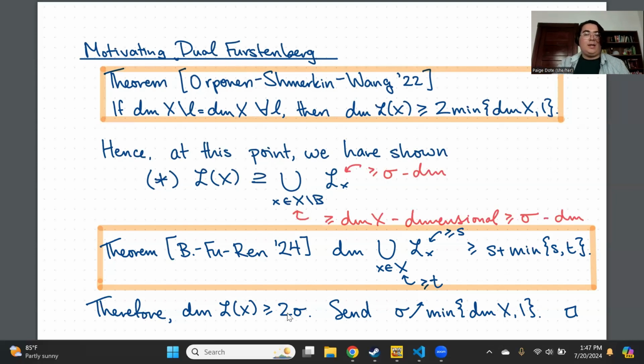Right now, we have s and t being at least sigma, so therefore the dimension of the set of lines spanned by x is at least 2 sigma. Setting sigma to be as large as possible, i.e. the minimum of dim x and 1, proves the entire result.